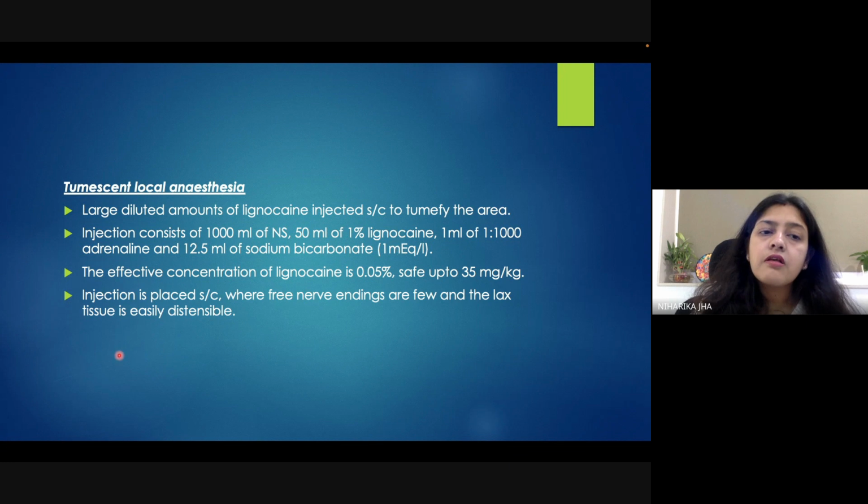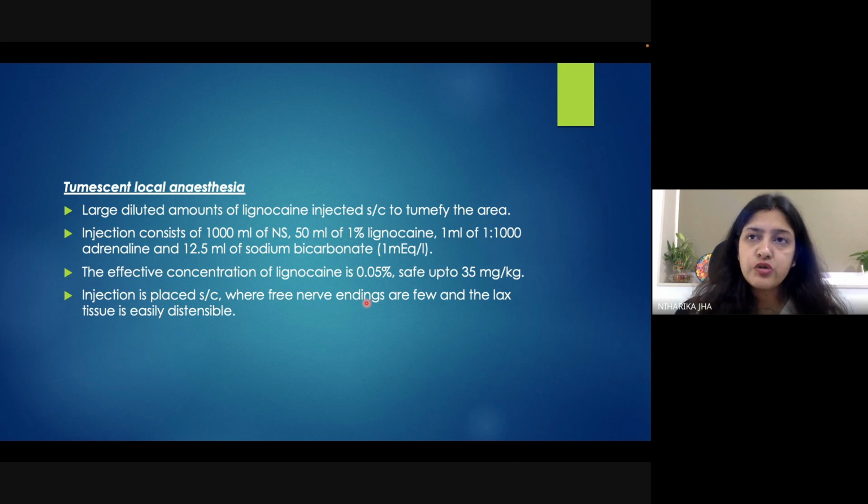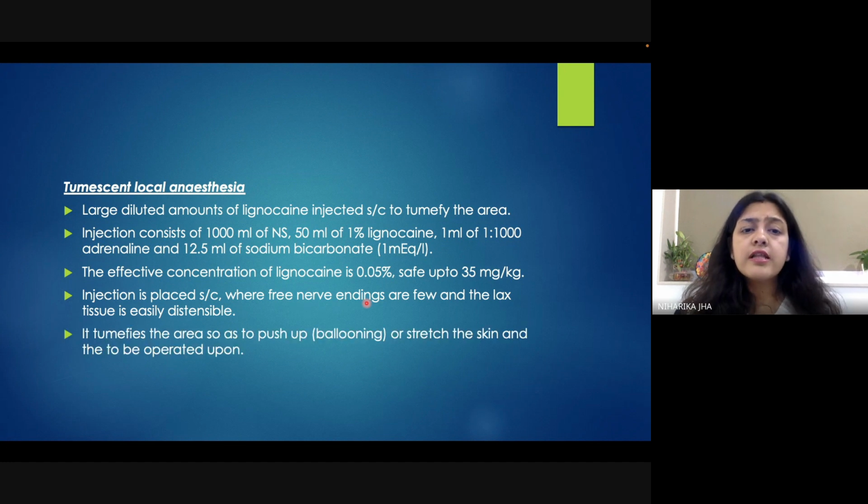Tumescent anesthesia is also placed in the subcutaneous area where the free nerve endings are few and lax tissue is available, so that the lax tissue gets easily distensible. So, what is the advantage of tumescent local anesthesia? Because of the ballooning or distension effect, there's a stretch of the skin, and it provides us a good working area. So even the lesions will become more prominent, and we are able to approach the lesion more confidently.